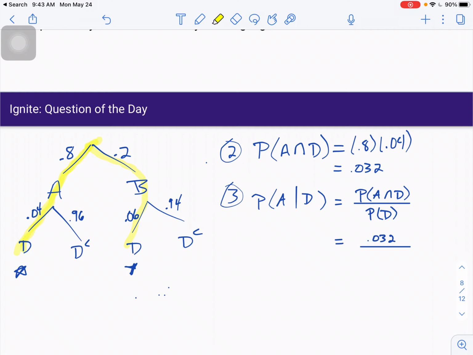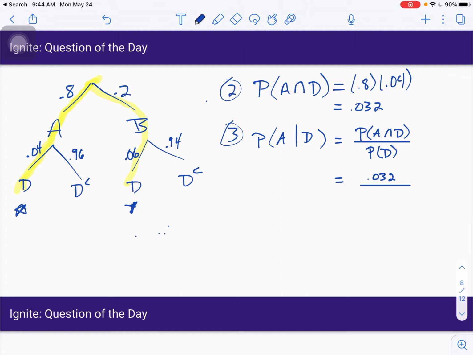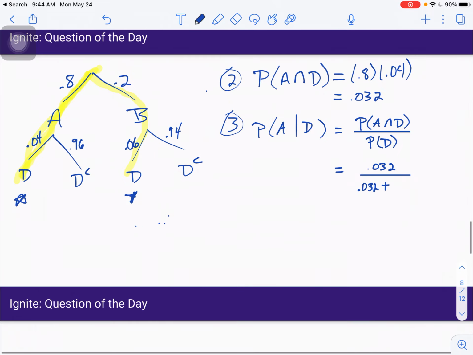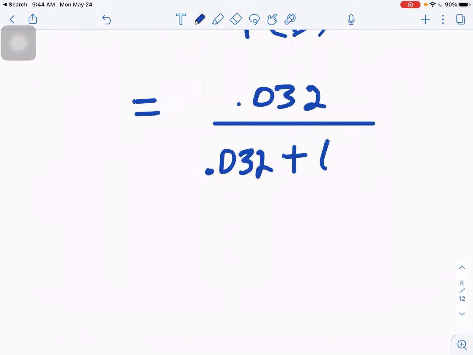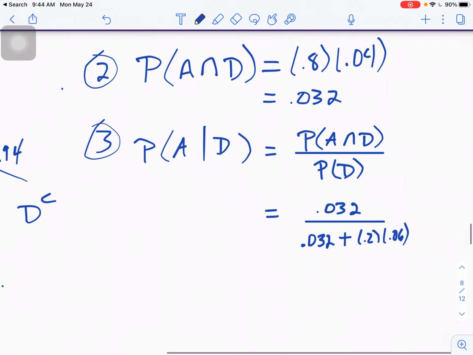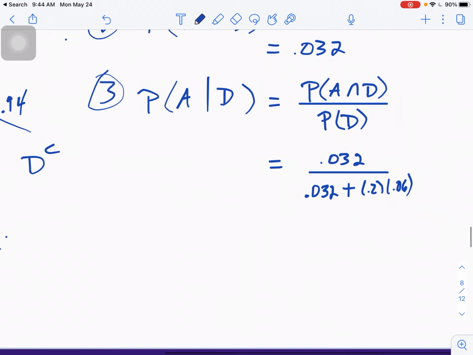I'm saying and, so that means I need to calculate both of those 2 probabilities individually, and then add those 2 together. I know that the probability of this event is 0.032. So on the bottom of my fraction, this is going to be 0.032. And then to that, I need to add the probability of B and D. Well, B and D is going to be 0.2 times 0.06, calculating that the same way I calculated A and D in number 2.